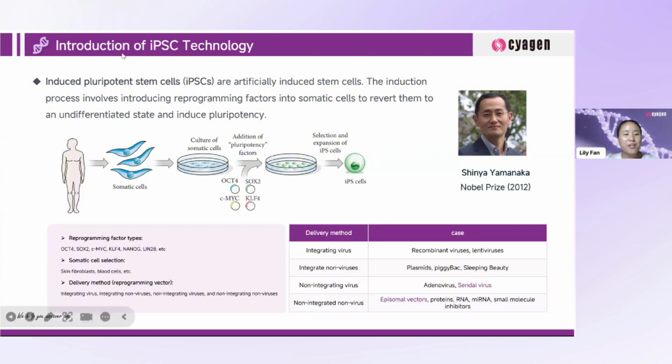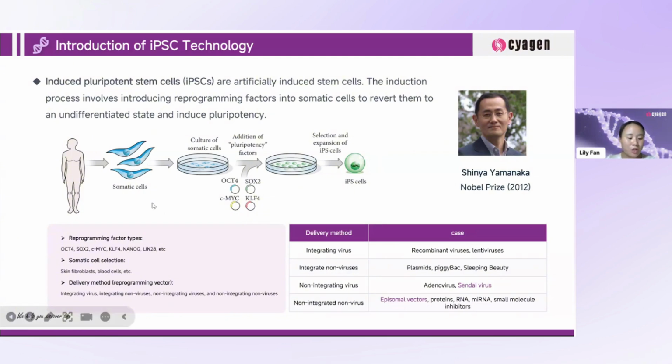What is the iPSC technology? Induced pluripotent stem cells are artificially induced stem cells. The induction process involves introducing reprogramming factors into somatic cells to revert them to an undifferentiated state and induce pluripotency. This groundbreaking work was done by Yamanaka, who was awarded the Nobel Prize in 2012.